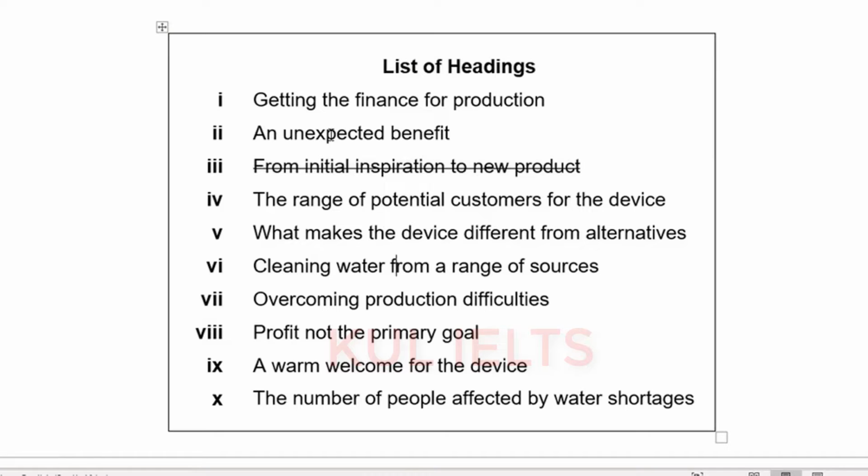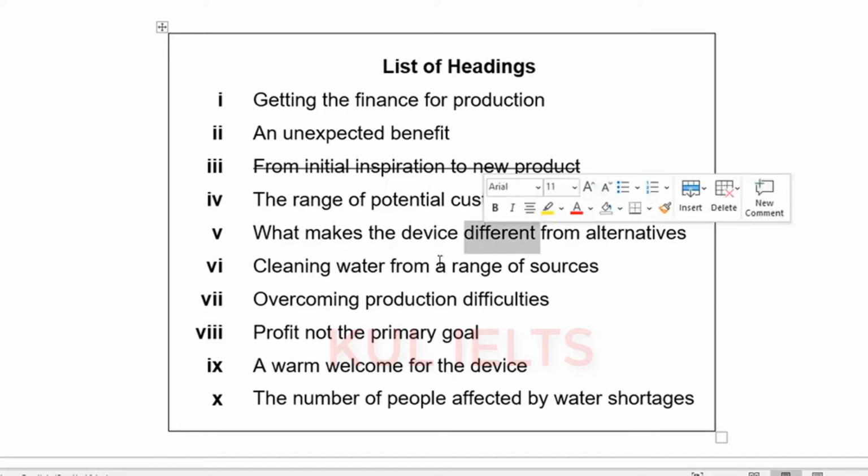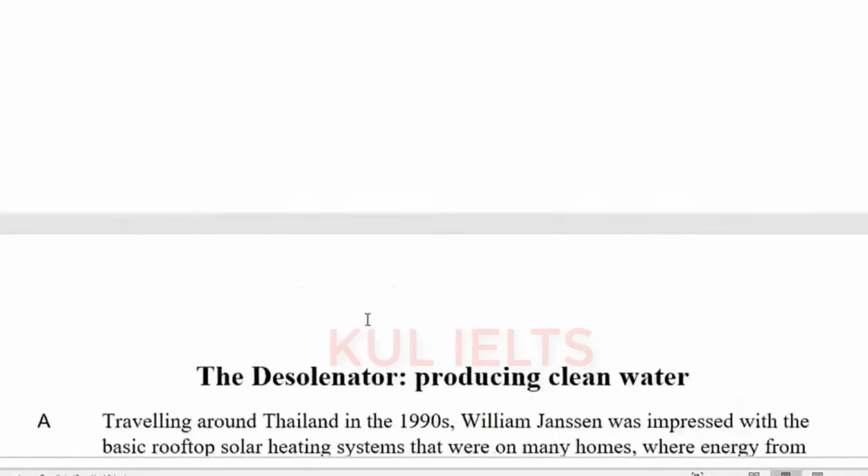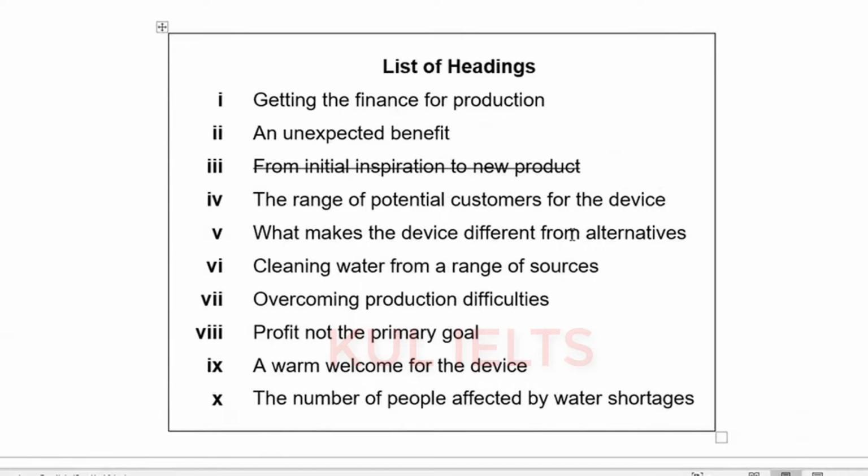Right. Unexpected benefit, I don't think so. Range of customers, no. Different from alternatives. Now, that's definitely a red herring, and they love to do this. They're trying to trick you because you see "different" there and you see "different" in the question, and it's definitely not. We're not looking at what makes the device different.